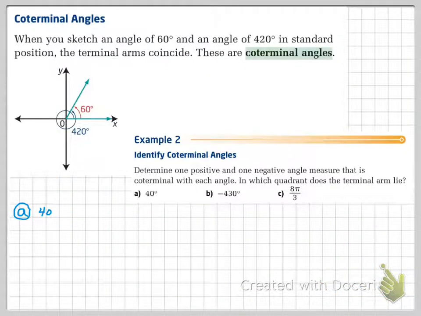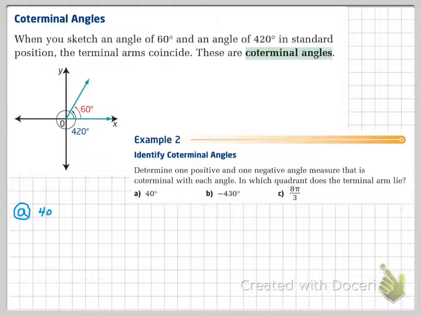Let's look at what we call coterminal angles. When you sketch an angle of 60 degrees and an angle of 420 degrees in standard position, the terminal arms are going to coincide. These are called coterminal angles, because if you go around once, twice, 3 times, you're always landing on the same spot, they're called coterminal.